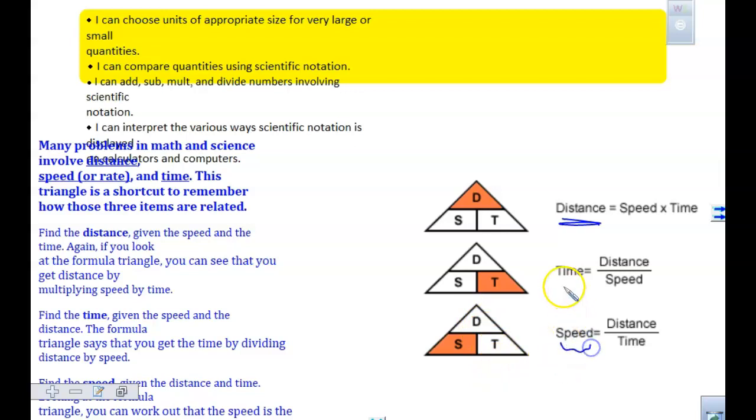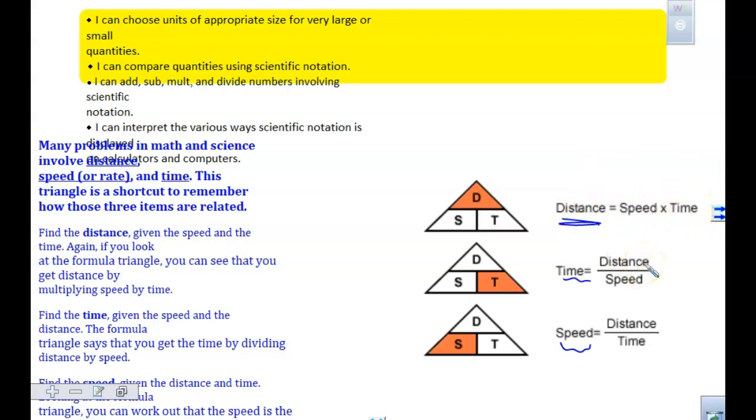So when we take a look at these, when the question is asking you to find time, we're doing a division problem. Speed is also another division problem with our scientific notation. The only one where we're going to be doing multiplication, like we just did, is when you're finding distance and you know the speed and the time.